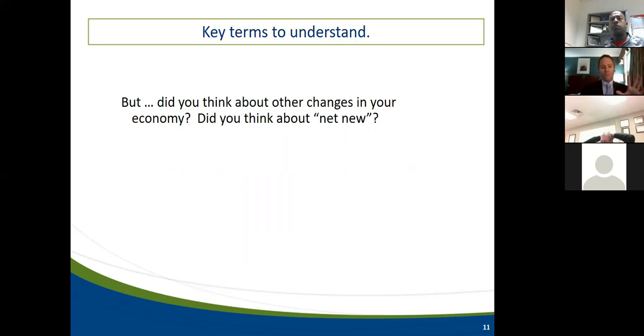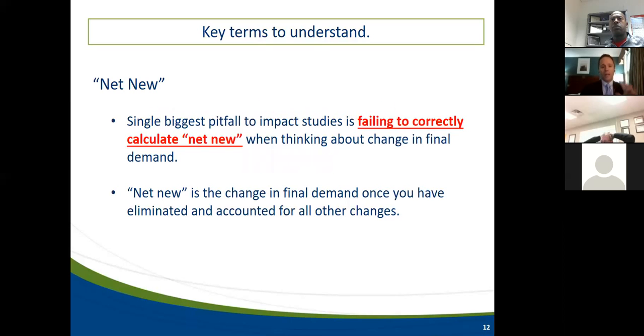Net new. Before we go any further, we have to have a nice long discussion, and I warn you, there is a quiz that's coming up. You have to understand what is net new, and it's not necessarily as simple as that sounds. Net new is the single biggest pitfall that I see on a fairly regular basis, even from sometimes sophisticated users, of not correctly calculating what the net new is.